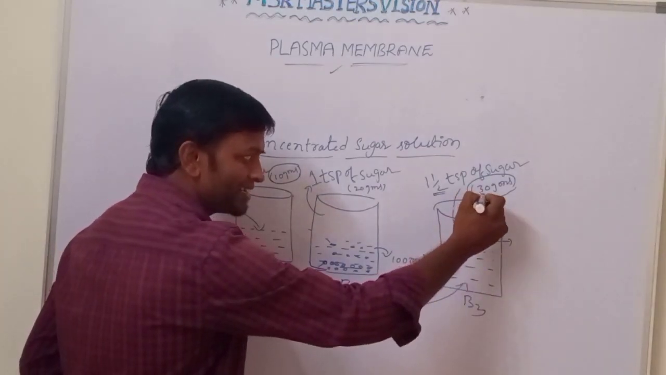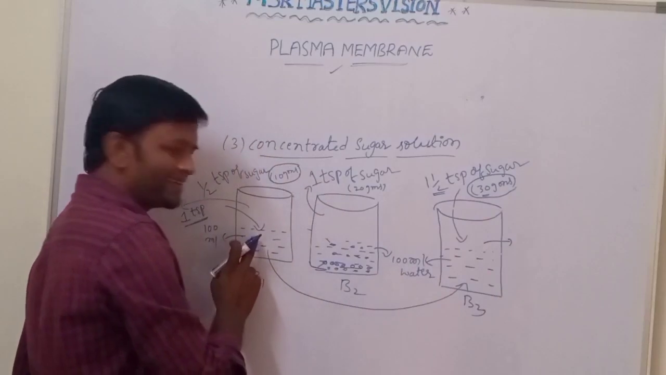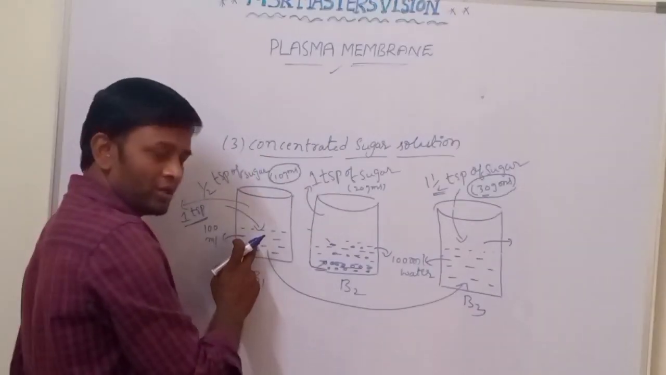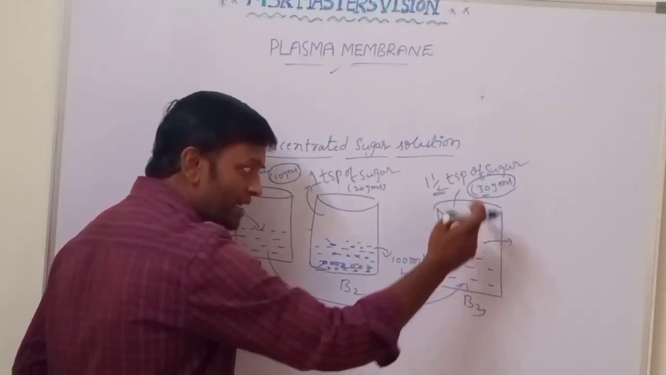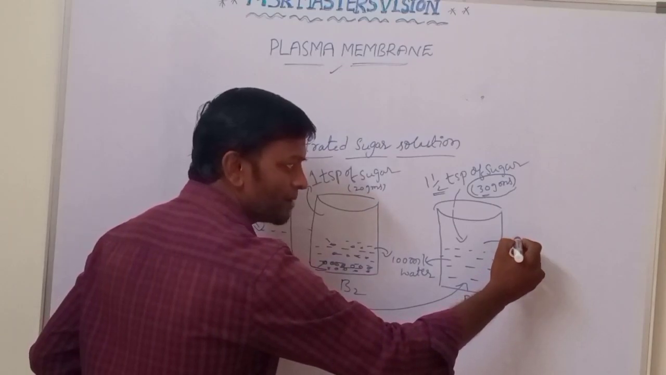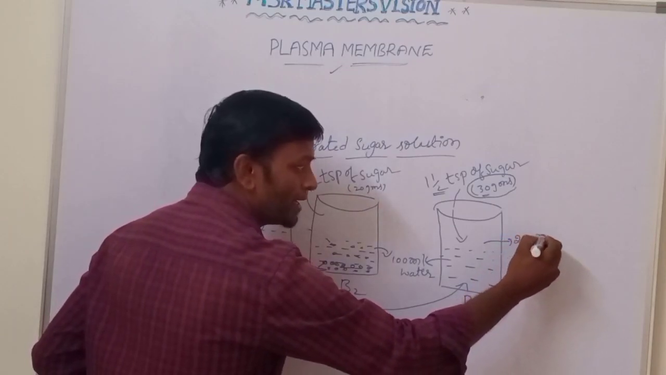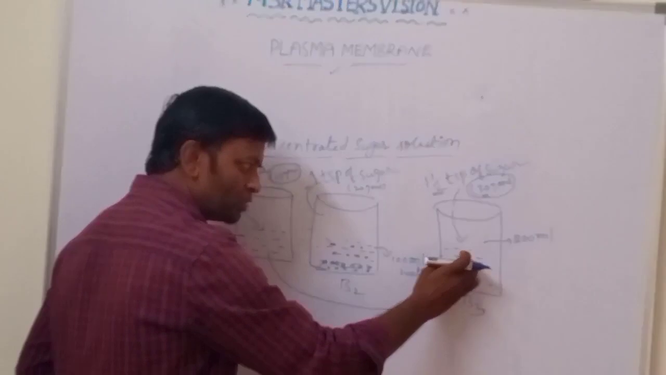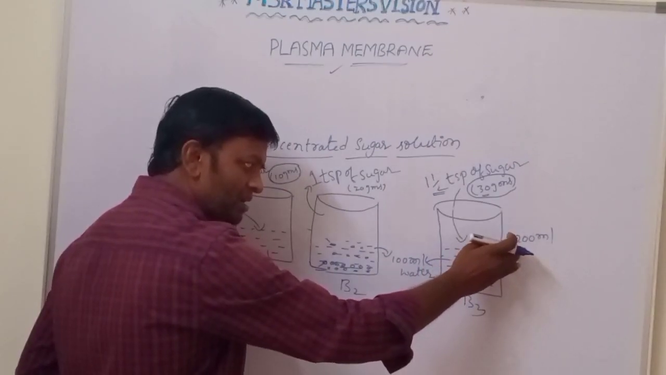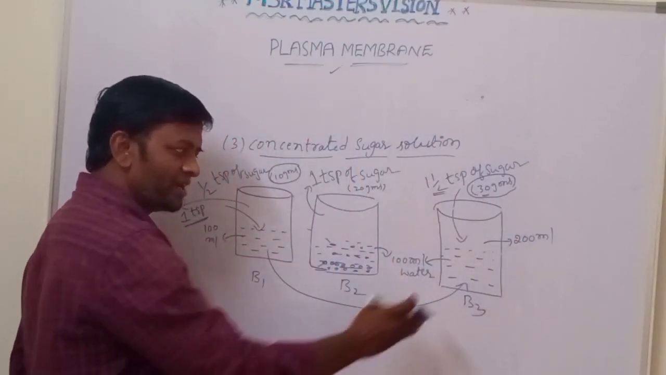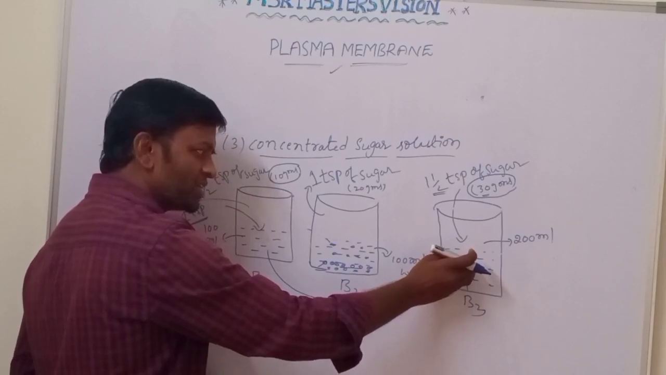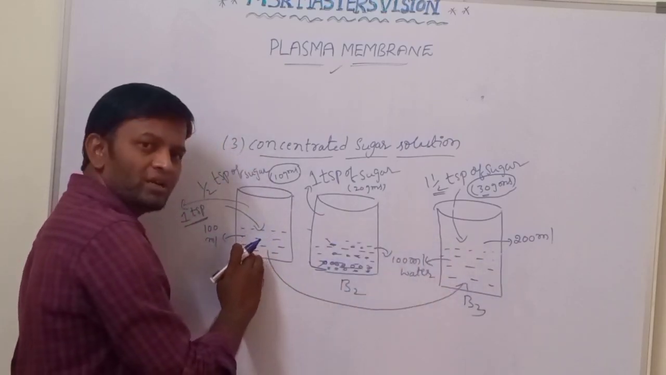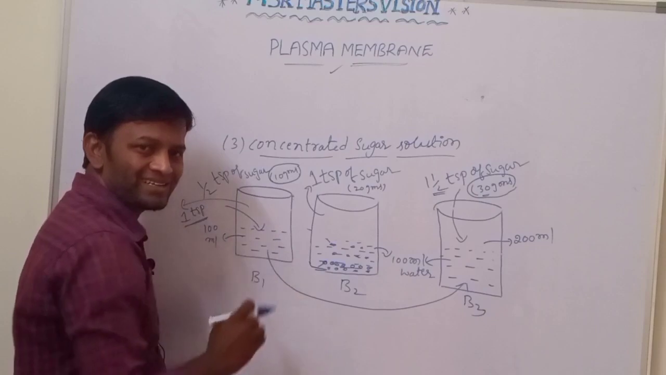Here, the total concentration is 30 grams. Here only 10 grams is there. So for getting 10 grams, how much water do we need to add? For this we compulsorily need to add 200 ml of water. So when you add 200 ml of water to beaker 3, we can convert this sugar solution concentration into beaker 1 sugar solution concentration.